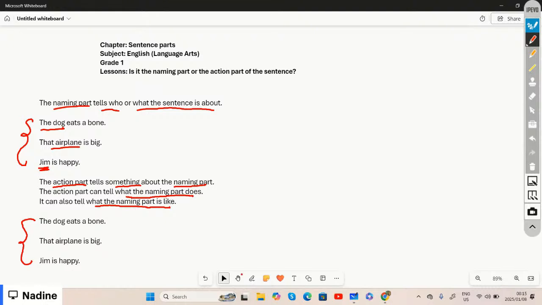And if we were to identify the naming part within that sentence, the sentence is the dog eats a bone. So the dog eats a bone. We need to identify the naming part within that sentence.